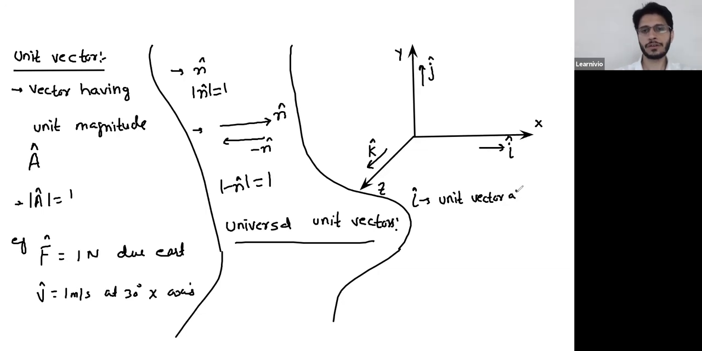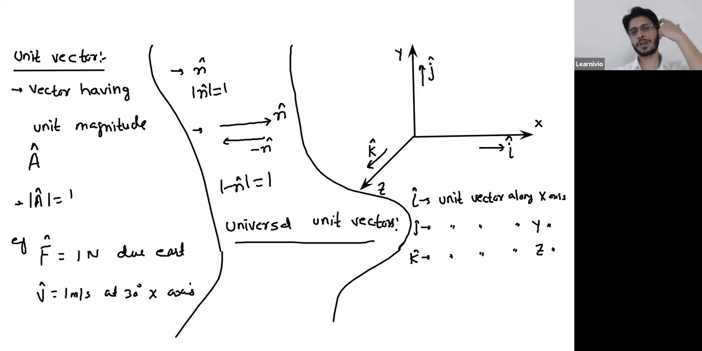It's a unit vector along x-axis. J cap, it's a unit vector along y-axis. K cap, it's a unit vector along z-axis. So I cap, j cap, k cap are unit vectors along x-axis, y-axis, and z-axis. So towards negative x-axis, we can use a unit vector minus I cap. Towards negative y-axis, we can use a unit vector minus j cap. And towards negative z-axis, we can use a unit vector minus k cap.